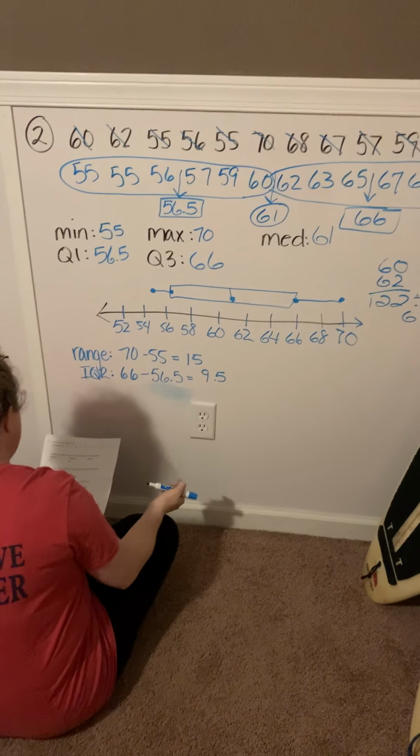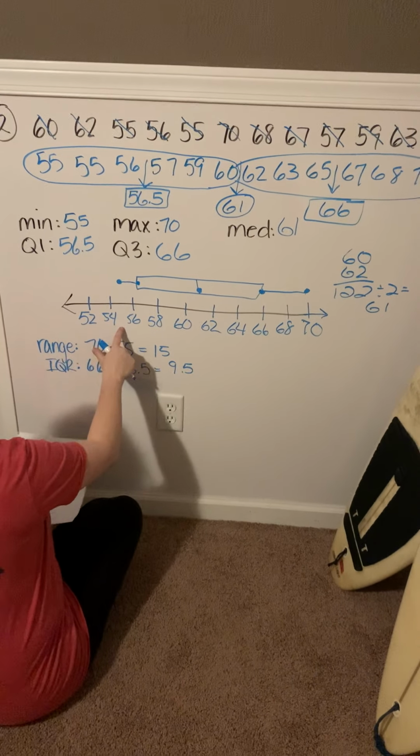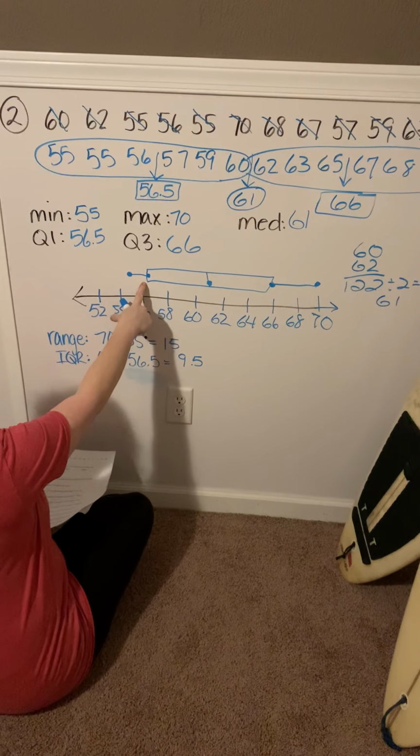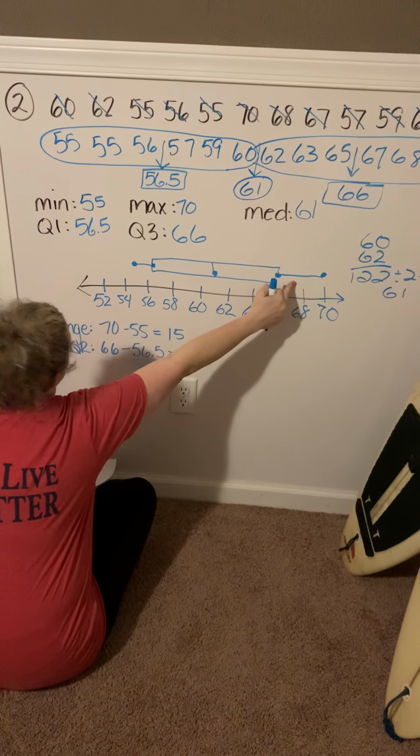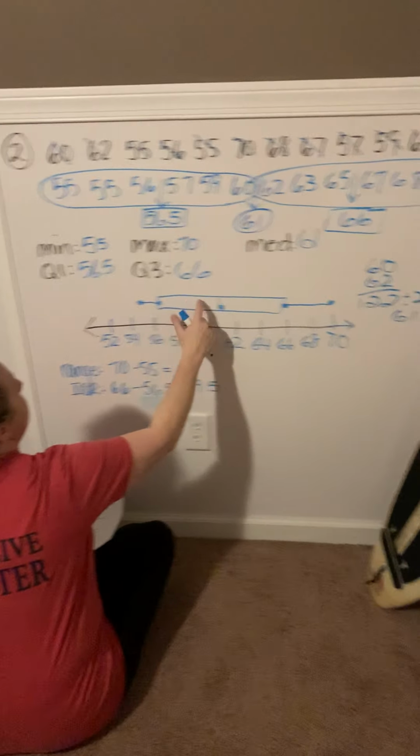For letter D, what percent of our students are 56 inches or taller? Our 56 is quartile 1, which means there are 3 quartiles that are greater than 56. So that will be 75%. 25, 25, 25.